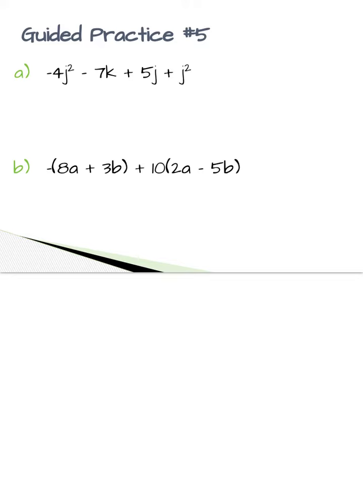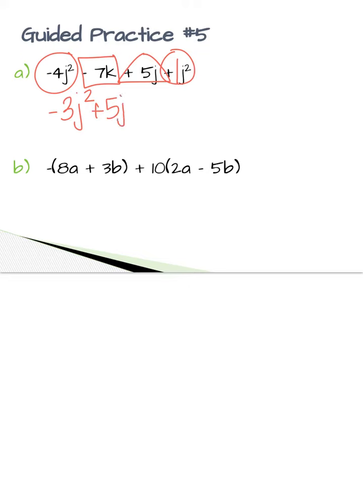Negative 4j squared minus 7k plus 5j plus j squared. So matching terms, I only have 2. Negative 4j squared plus j squared. So we'll go ahead and combine those, and don't forget there's a 1 in front of that. So I get negative 3j squared. And then, if you'll look, these two don't match. So instead of combining them, all I can do is rewrite them.